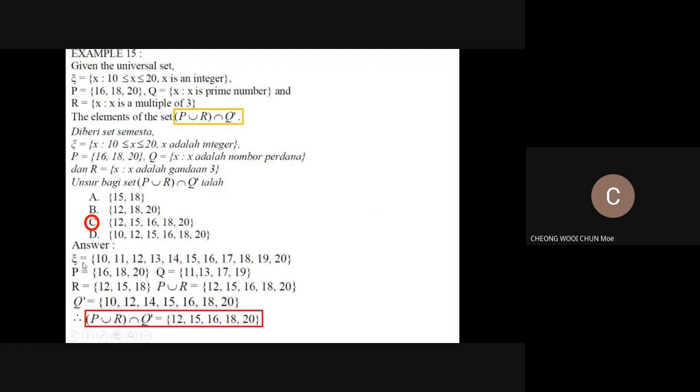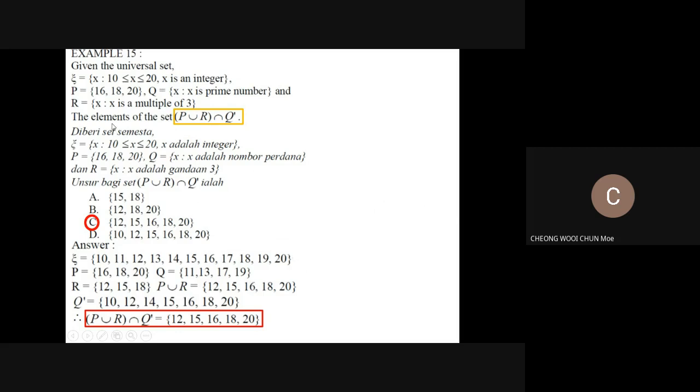Continue again. So from here, the universal set is 10 to 20. Then P is 10, 15, 20. Q is prime numbers, that means 11, cannot give other numbers: 11, 13, 17, 19. Then R is multiples of 3, so 3 times 3 is 9, not inside here. 3 times 4 is 12. 3 times 5 is 15. 3 times 6 is 18. 3 times 7 is 21, not inside.